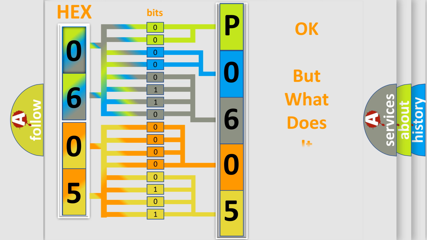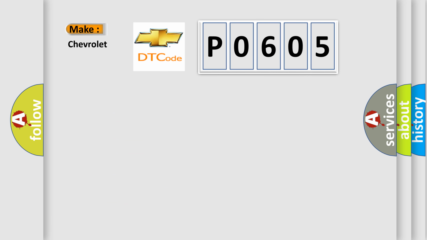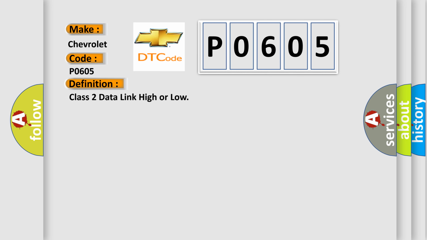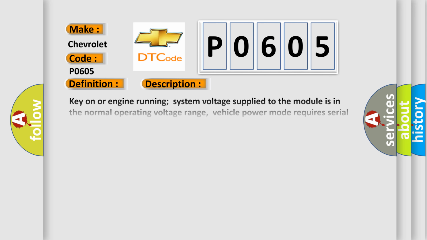The number itself does not make sense to us if we cannot assign information to what it actually expresses. So, what does the Diagnostic Trouble Code P0605 interpret specifically for Chevrolet car manufacturers? The basic definition is Class 2 data link high or low. And now this is a short description of this DTC code.